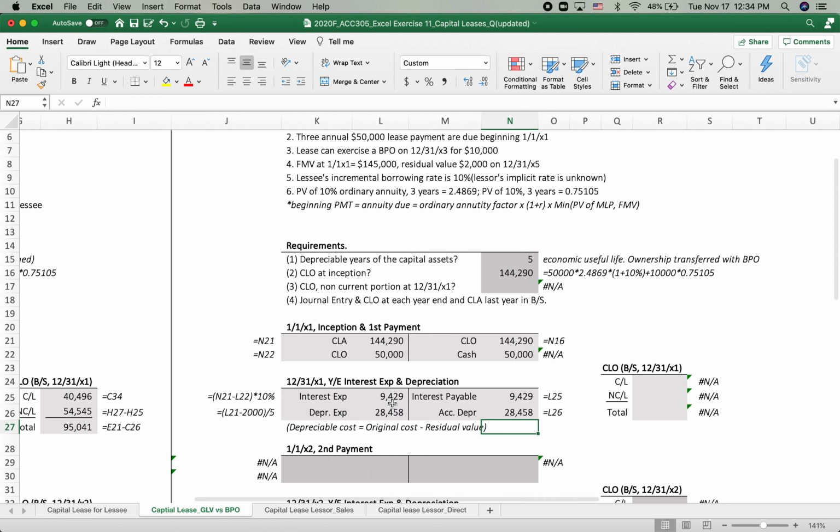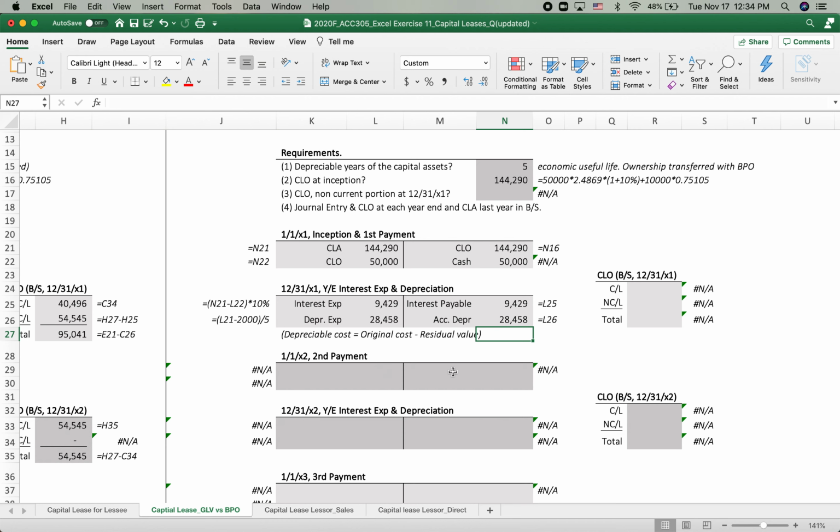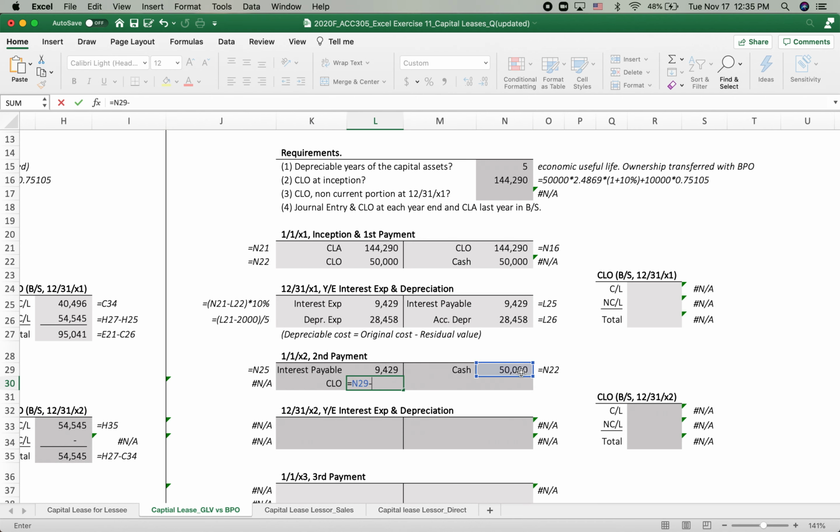Okay. The second payment, very next day, how much is the cash? Right, which is the same amount, $50,000. Then this $50,000 should include the interest expense? No, because we already recognized interest expense, but we need to remove this interest payable because this payment of $50,000 includes interest. Then by this CLO, the principal amount should be 50,000 minus 949. That is the principal reduced for the second payment.